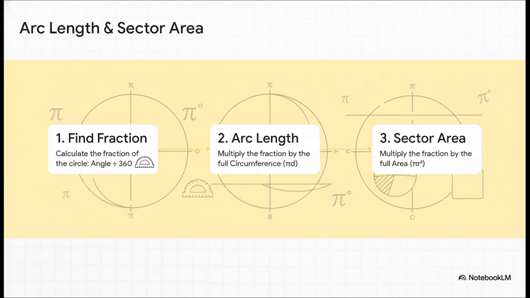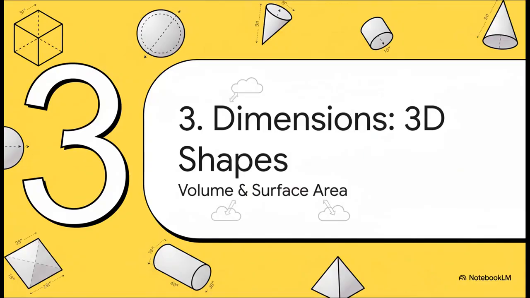Now, here's the cool part. To find the length of an arc or the area of a sector, a slice of the circle, you don't really need a new formula to memorize. All you do is figure out what fraction of the whole circle you have. Just put the angle over 360. Then you just multiply that fraction by the full circumference if you want the arc length, or by the full area if you want the sector area. It's pure logic.